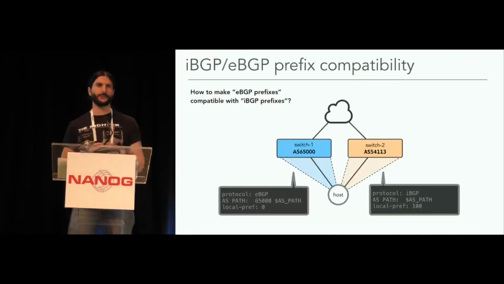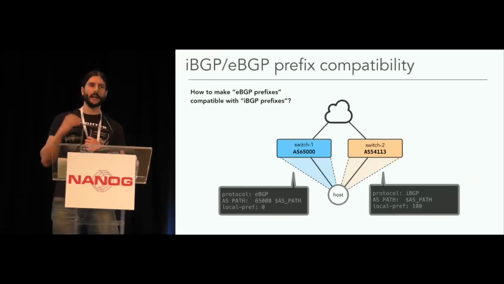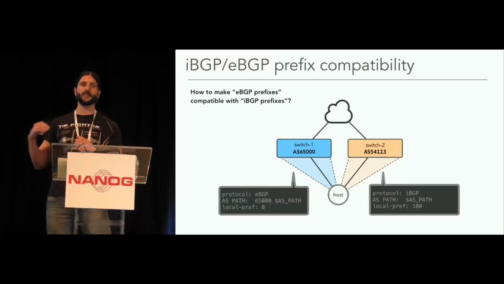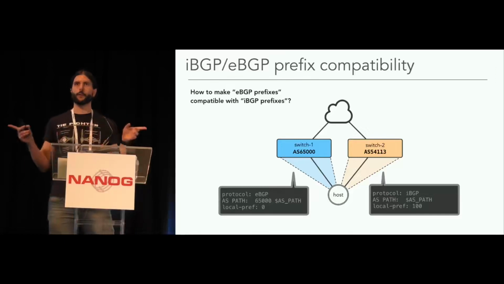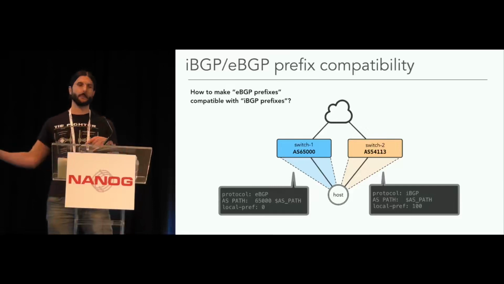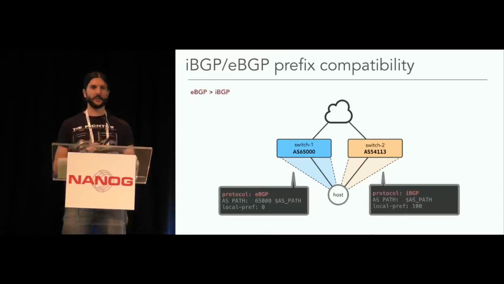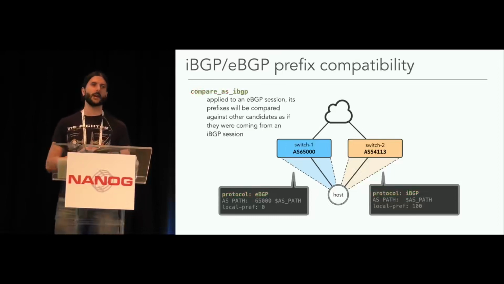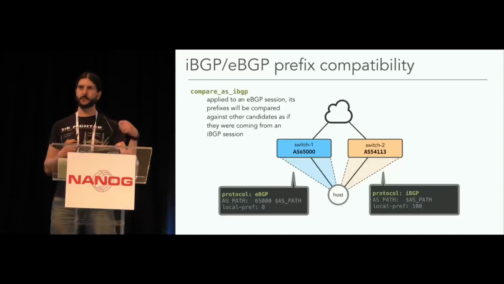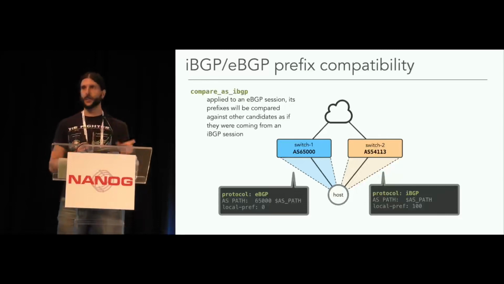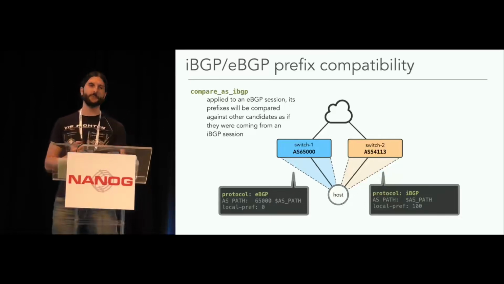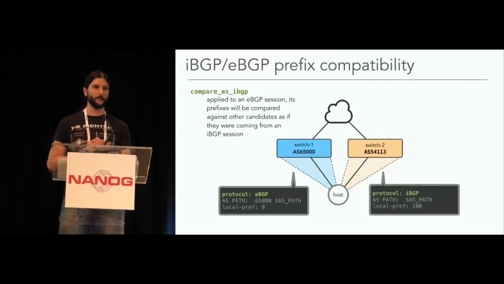The second problem is a bit trickier: how do you make an iBGP prefix compatible with an eBGP one, so you can actually have both routes in the same ECMP route? The first problem is that eBGP always wins over iBGP. So we developed this knob that says compare as iBGP, which basically says if a BGP session has this knob enabled, treat incoming prefixes as if they were iBGP when comparing against another iBGP or eBGP prefix. So this is not a problem any longer for us.